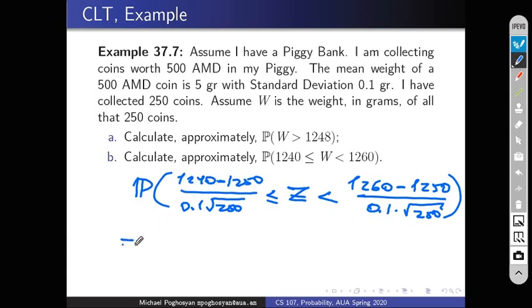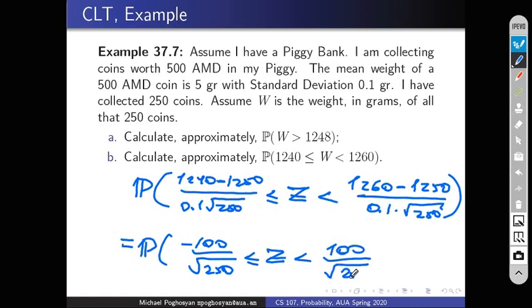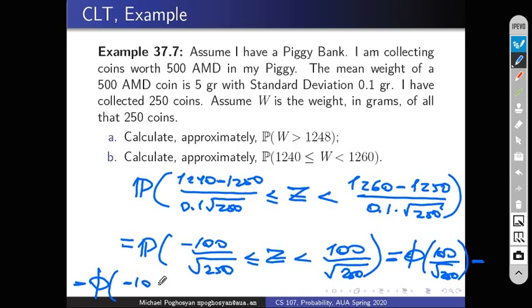This is minus 10, so this will be the probability that minus 100 over square root of 250 is less or equal than z, and this is less than, here I will have 10 over 0.1, so 100 over square root of 250. This is the value of the CDF at 100 over square root of 250, minus the CDF at minus 100 over square root of 250. And I'm calculating this by using R.